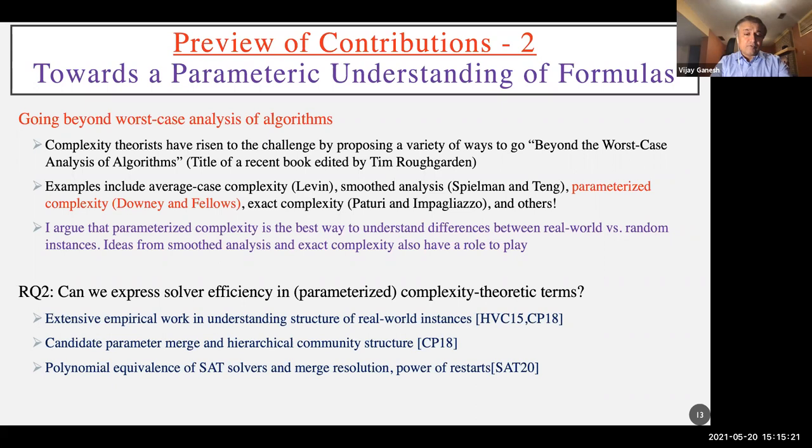And we have proposed candidate parameters that are both practically meaningful, but also amenable to theoretical analysis. In addition, I have also shown polynomial equivalence between solvers and specific kinds of resolution proof systems like merge resolution that were inspired by these parameters that we observed in practice.